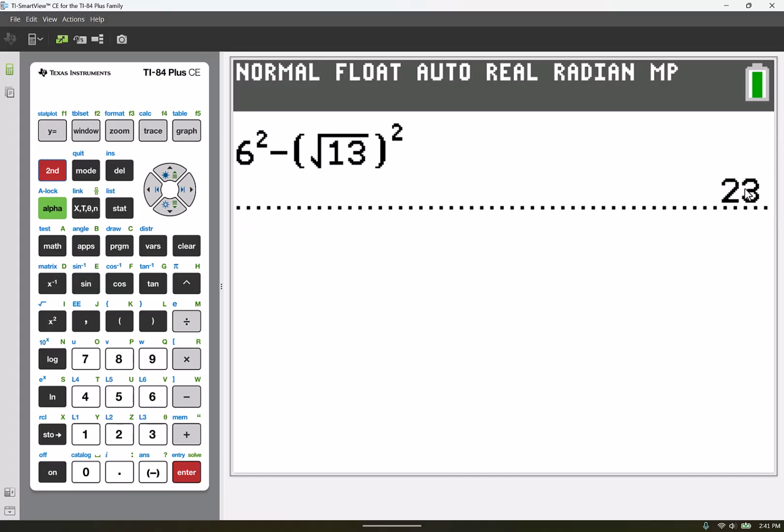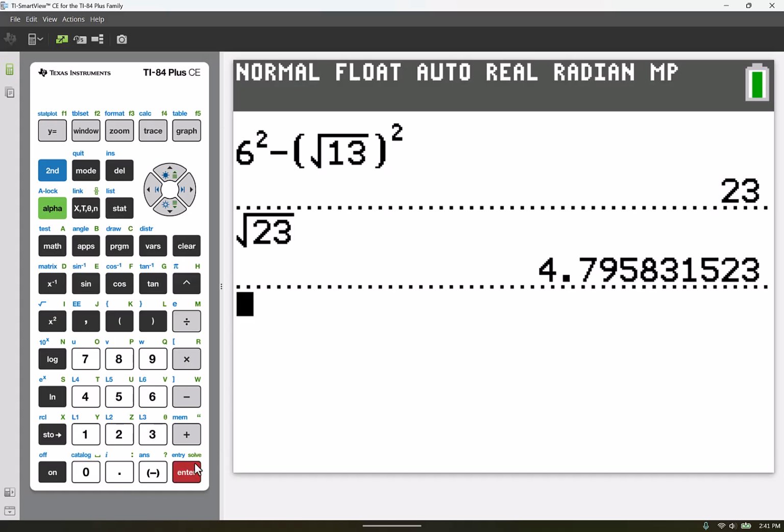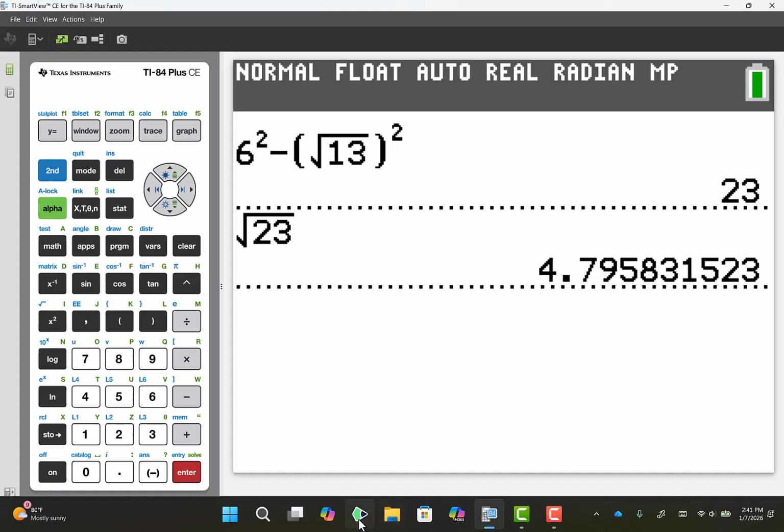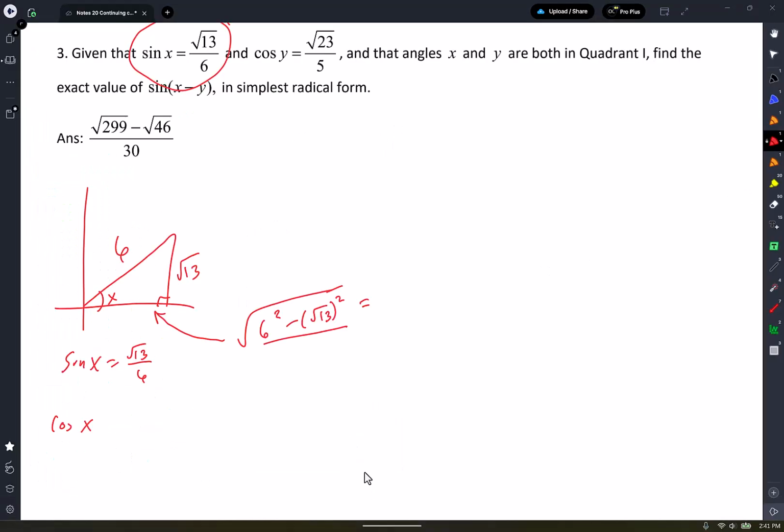But there it is, and that's not a perfect square root, because if I were to go square root of 23, because remember, all this is inside that square root, I get 4.79. See? So it keeps going forever. So this is square root of 23. Leave that at square root of 23.